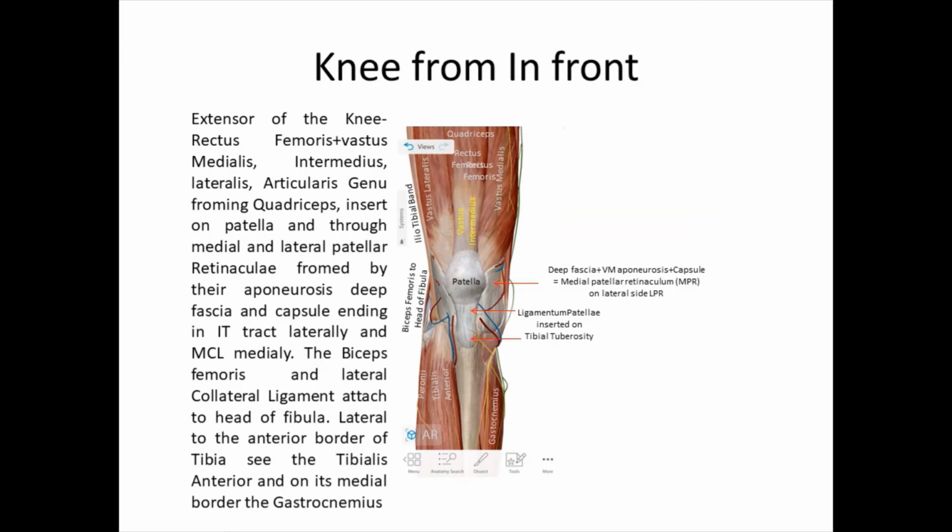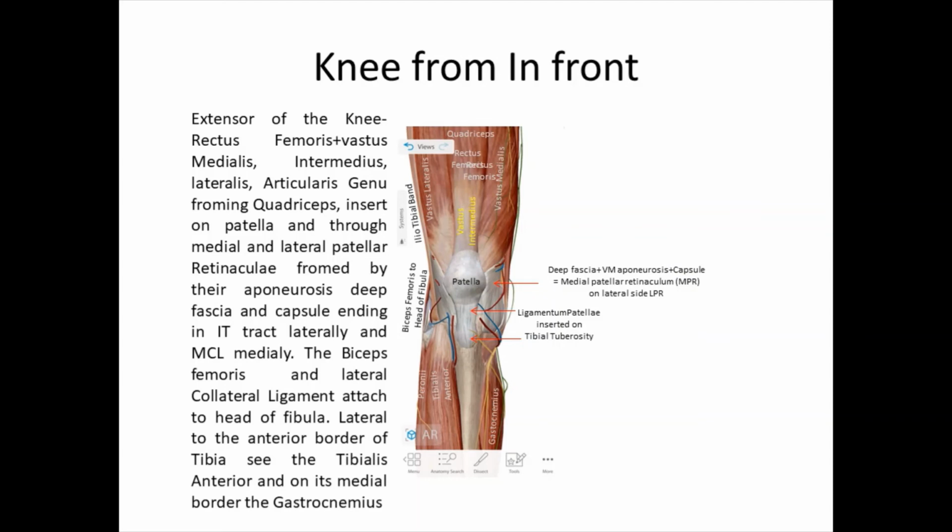Now this quadriceps attaches to the superior border of the patella, to its lateral border through the medial and lateral patellar retinaculum and through the ligamentum patellae.